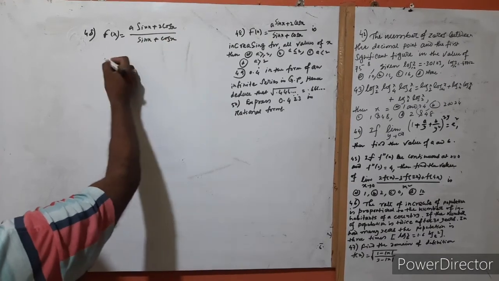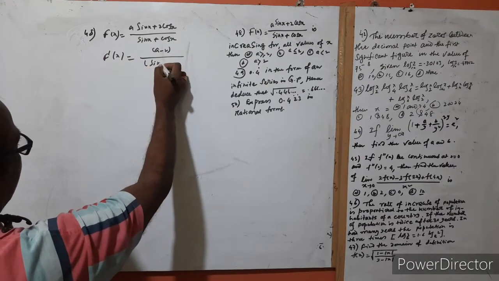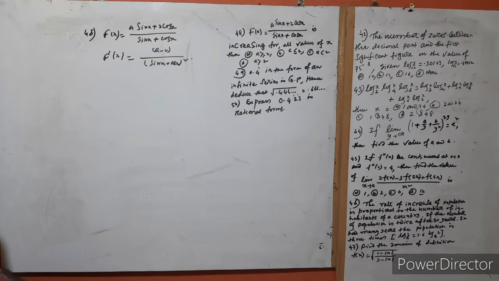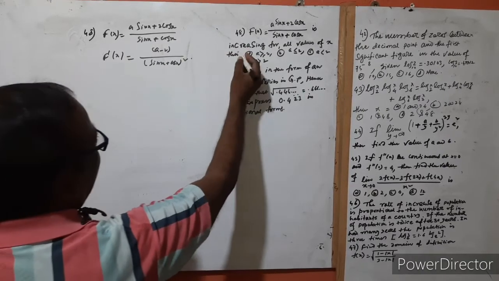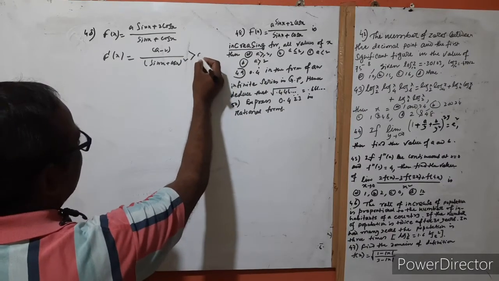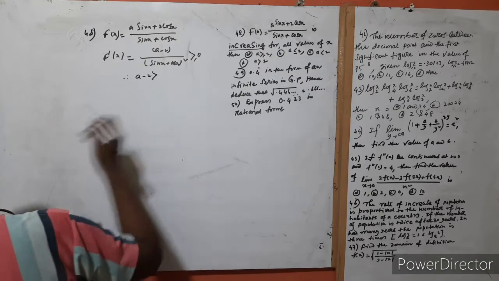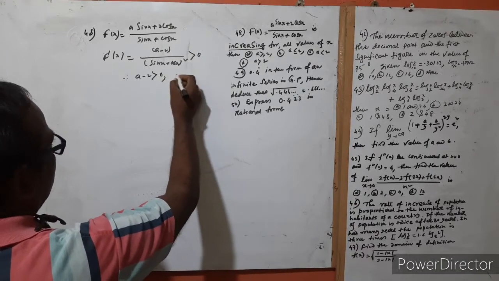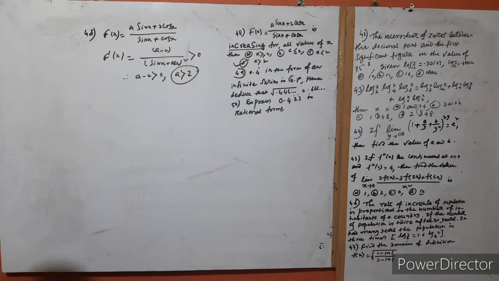So you have directly written f dash x is equal to a minus 2 divided by sin x plus cos x whole square. So the first order derivative is this. It is given that this is increasing, so it would be greater than or equal to 0. Therefore a minus 2 is greater than 0, so a is greater than 2. So this is option D.